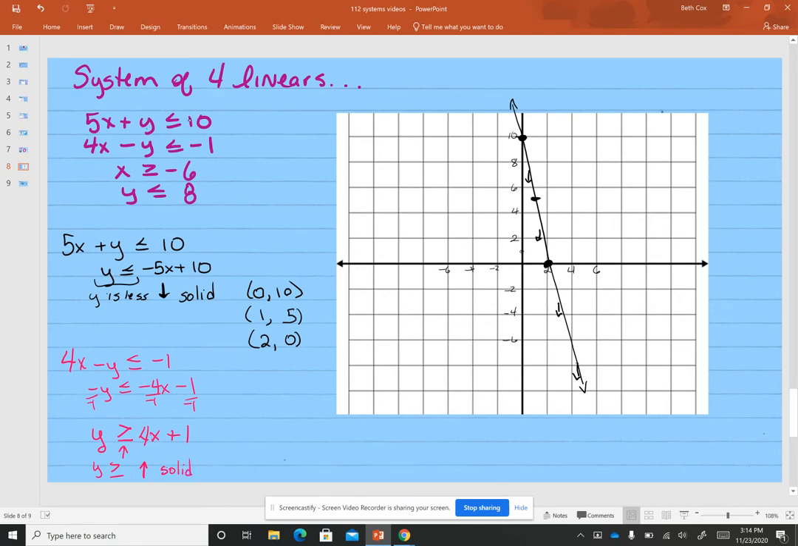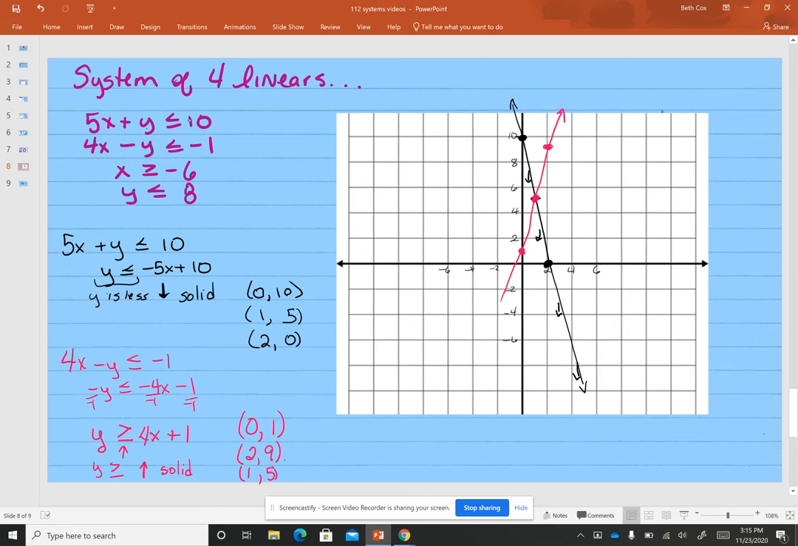So again, I'm just going to need some points. When x is 0, y is going to be 1. If x is 2, y is going to be 9. Okay, so let's see if I can get those in. So 0, 1 is here. And then 2, 9 is right here. Okay, so if x is 1, I get 5. So that's this intersection point here. So I'm going to put this one graphed. And this is solid as well.